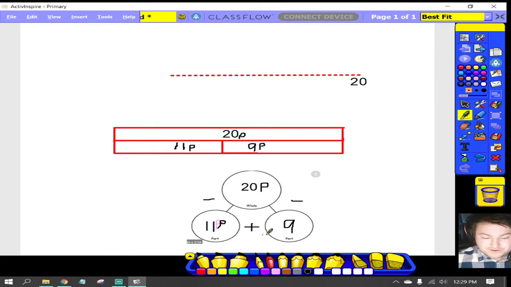However, if you know that 11 and 9 make 20p, you don't even really need to set this out in a part whole. You just remember it. Same with a bar model. The difference between 11p and 20p is 9.